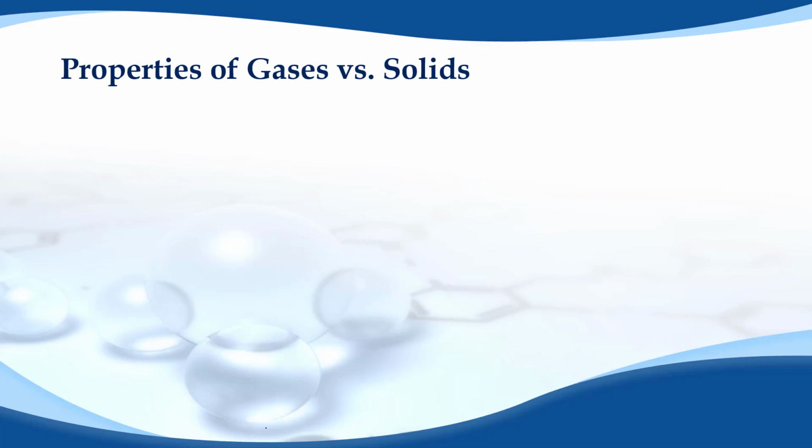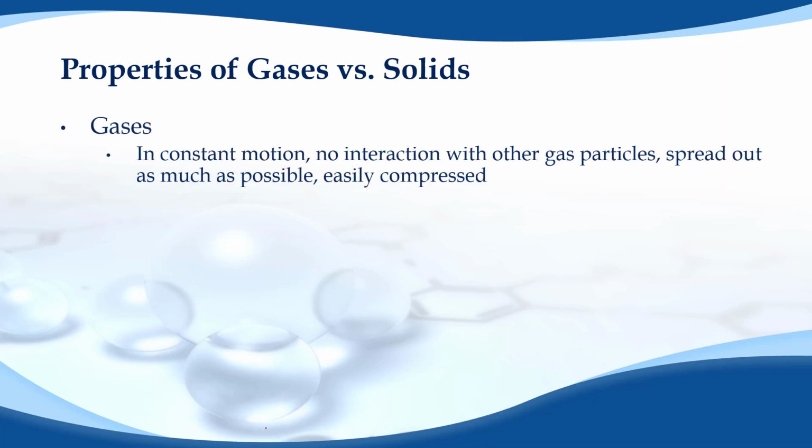Okay, so the first thing that we should probably look at is some of the properties of matter in different states. I'm going to be comparing the gas state to the solid state, right? So if we talk about particles in a gas, they are in constant motion, they're spread out as much as they possibly can. They take up the entire volume of the container, no matter how large the container is. Because they're so far apart, they don't get any interaction with any other gas particles. And also, because they're so far apart, it's really easy to compress them into a smaller volume.